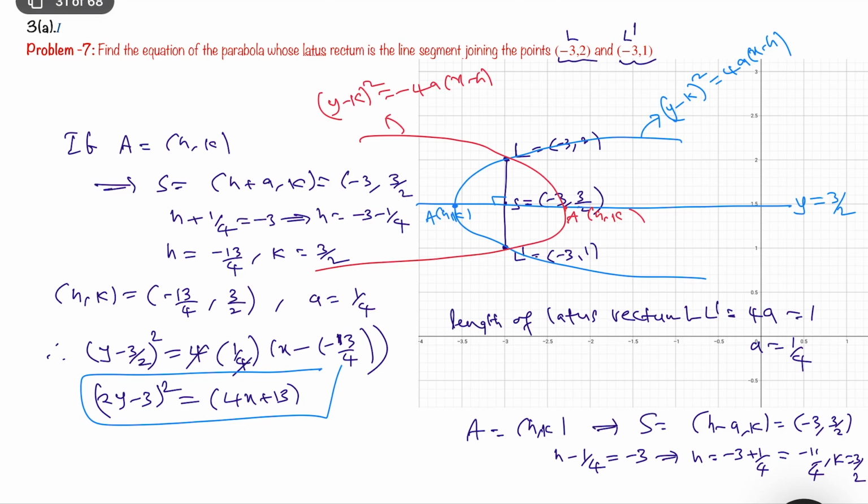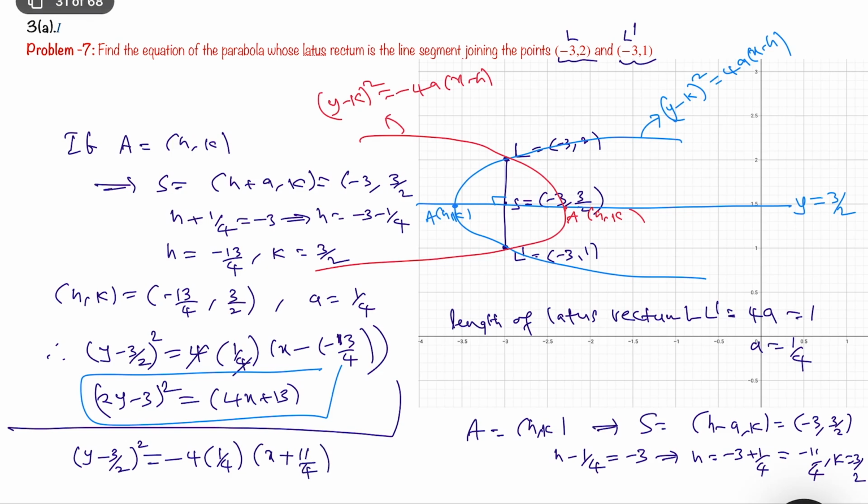So in this case, the equation of the parabola is going to be, so now I can write down the equation of the parabola: (y minus 3 by 2) whole square equal to minus 4 times 1 by 4 times (x minus of minus 11 by 4), it's going to be x plus 11 by 4.